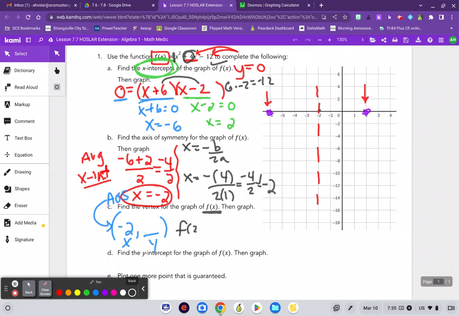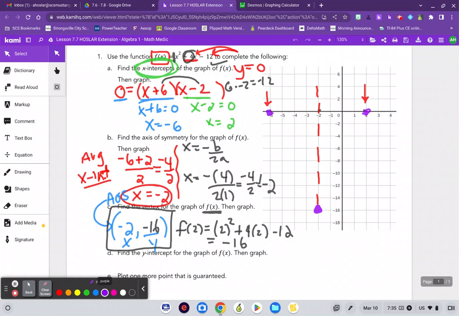I need to evaluate my function for the number 2. That means that I need to replace all of the x's in my equation with the number 2. And I'm going to type this into my calculator and calculate that. When I do that, I get negative 16. So your vertex should be written as an ordered pair. The axis of symmetry is the x coordinate, negative 16 is the y coordinate. And so I'm going to have a point right here for my vertex.